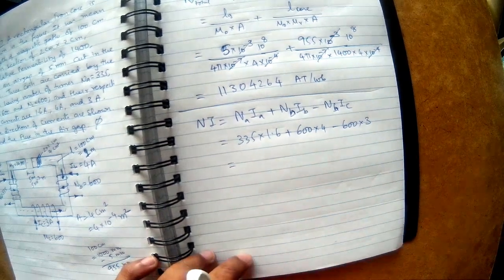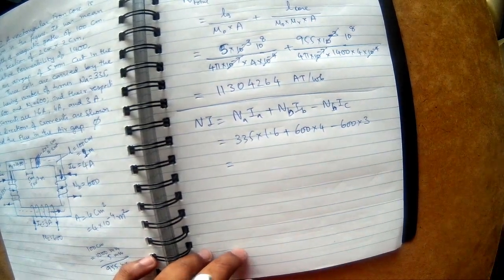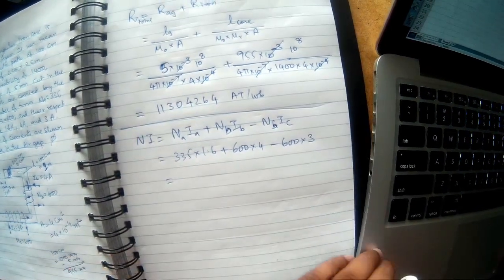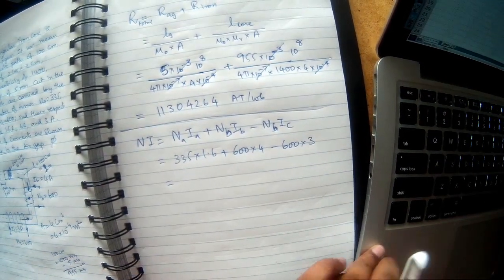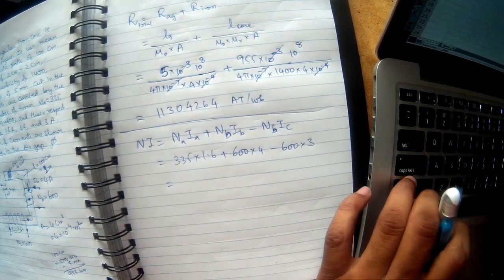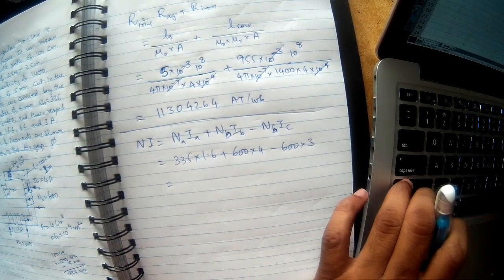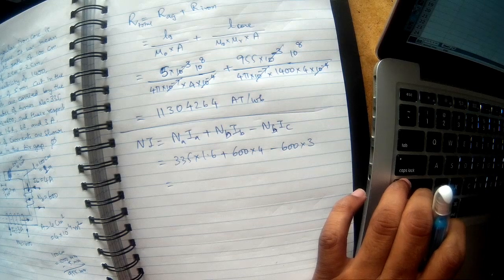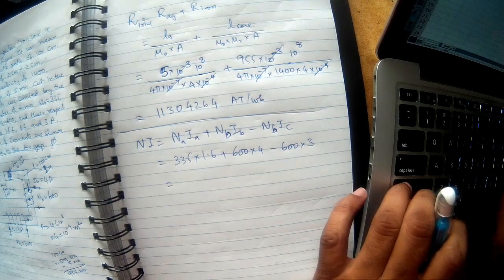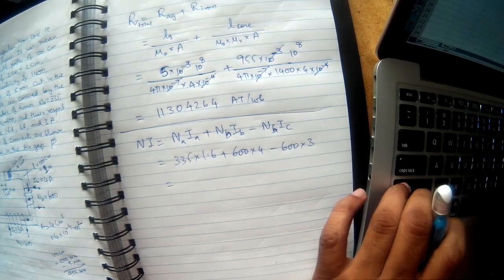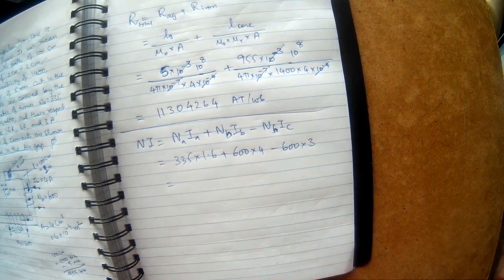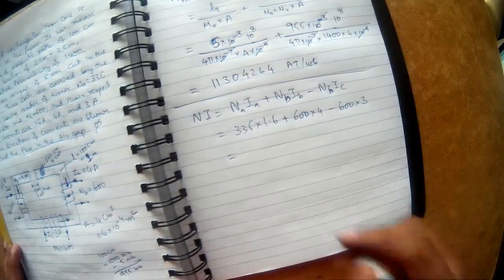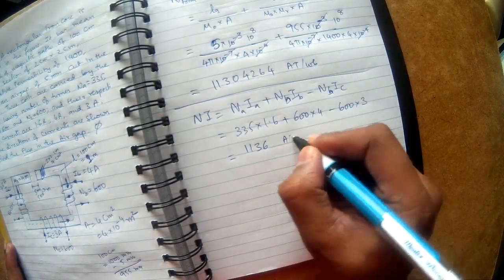So how much is this? Again I'll have to use my laptop to calculate this. 335 into 1.6 plus 600 into 4 minus 600 into 3. So 1136. I finally get the ampere turns as 1136 ampere turns.